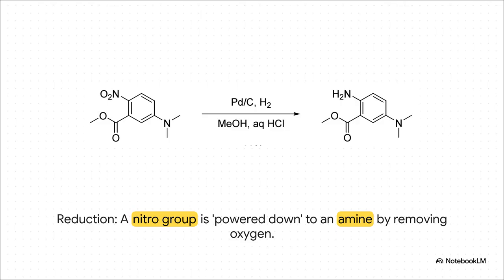We start with that powerful NO2 group we saw a minute ago. By using a little hydrogen gas and a palladium catalyst, which is just there to help the reaction along, we completely strip off both oxygen atoms and replace them with hydrogens. We've effectively powered down the nitro group into an amine, which is an incredibly useful building block for all sorts of other things.